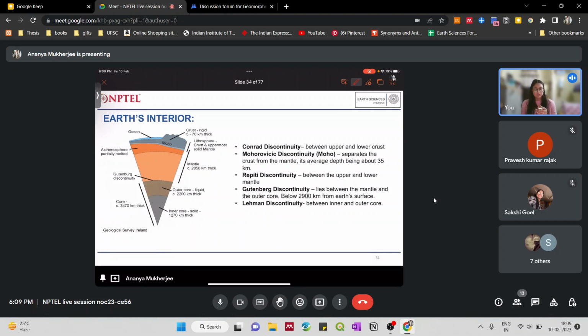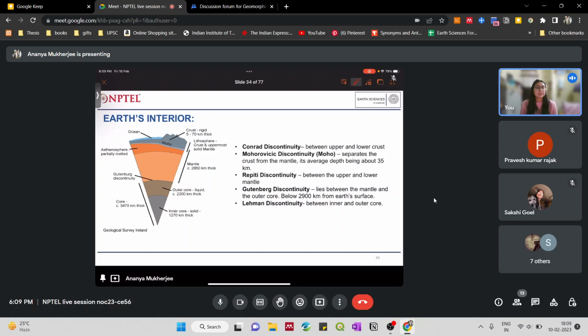You will find that in between the consecutive layers there is a zone where you find a drastic change in the properties, either the mechanical properties or the chemical properties. So you have different kinds of discontinuities within the Earth's interior. You have the Conrad discontinuity, which is between the upper and the lower crust. We will learn a bit in detail in the coming slides.